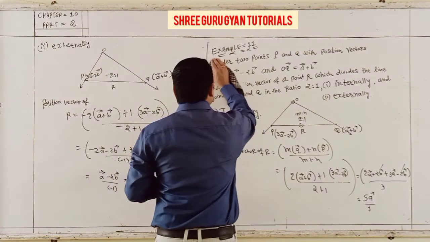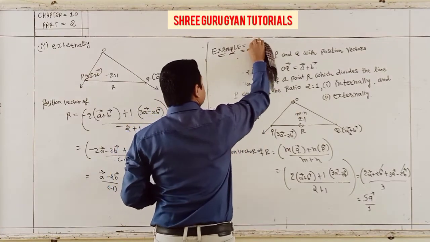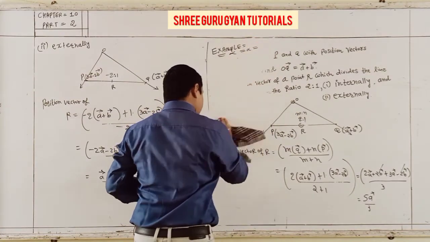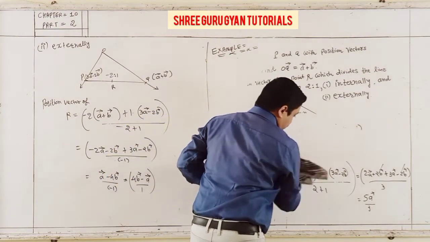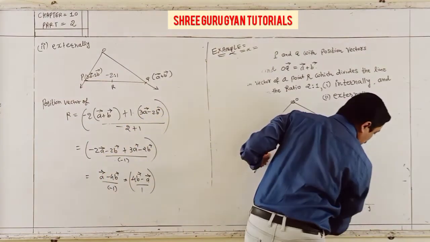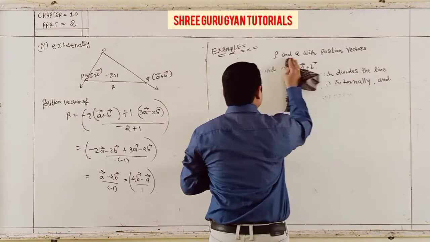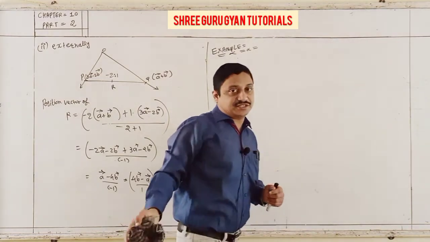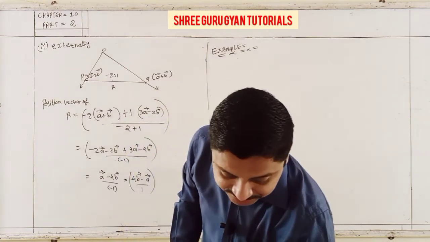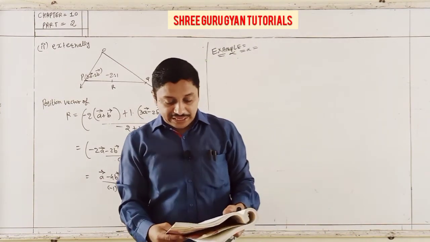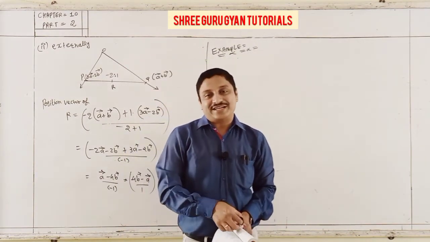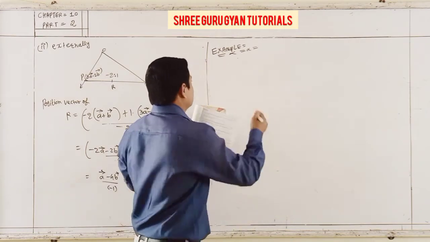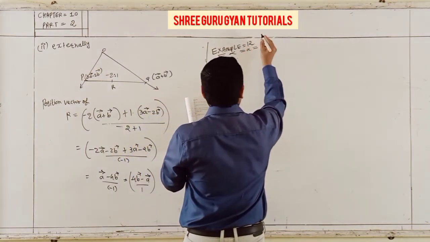Now continue, students, Example 12. Given three vertices, prove that it is the vertices of a right angle triangle. Yes, the vertices A, B and C are already given, and prove that they are the vertices of a right angle triangle. So Example number 12 continues.